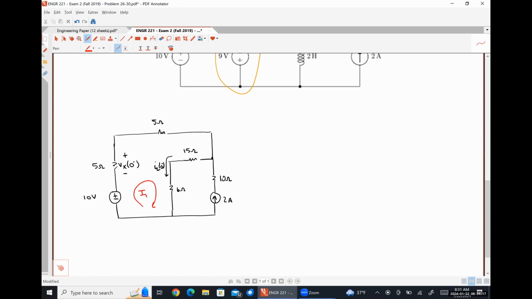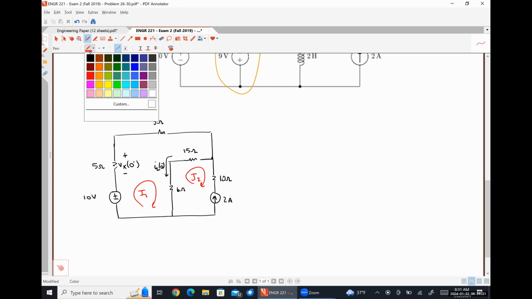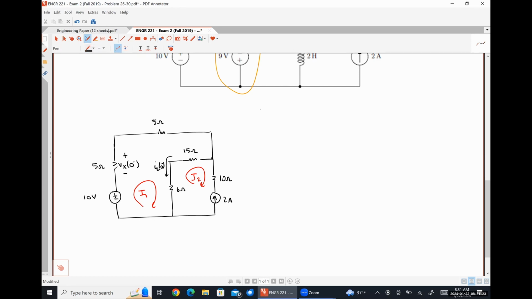So this will be our mesh current I1. This will be our mesh current I2. Hopefully right from the jump, we can see that I2 is simply negative 2 amps. Everybody okay with that? And now I'm going to write a KVL equation around mesh 1.